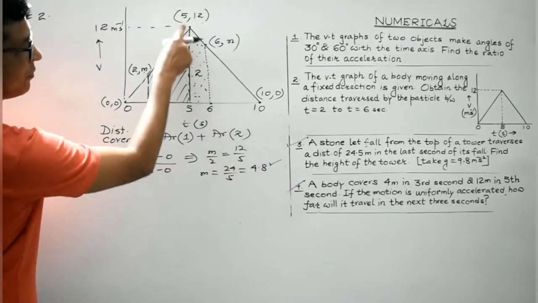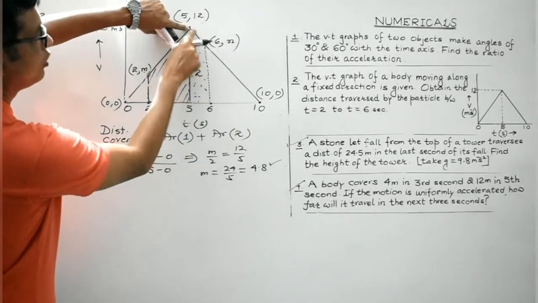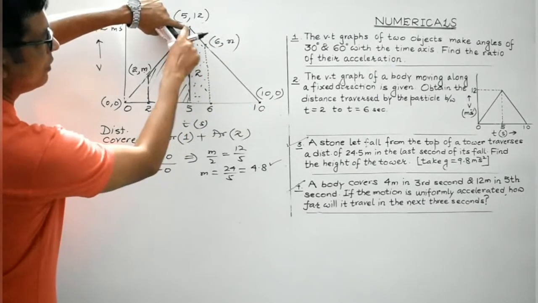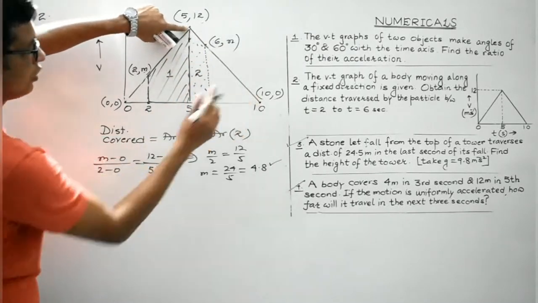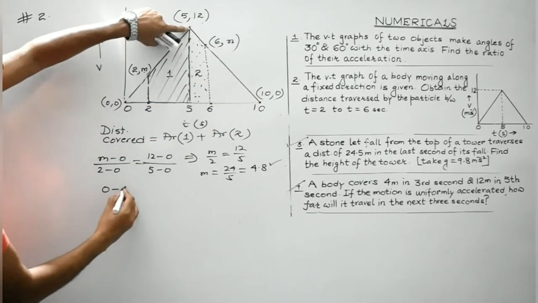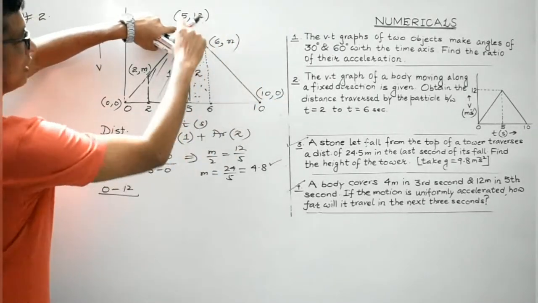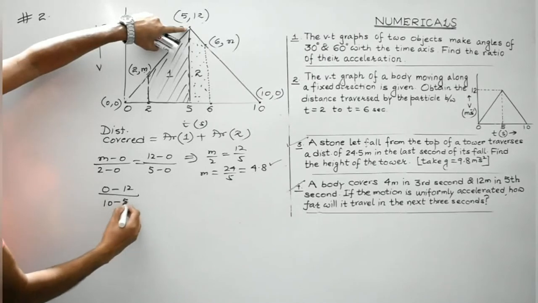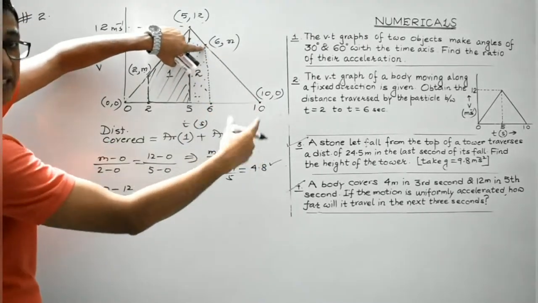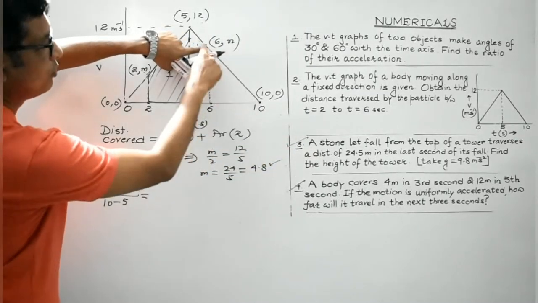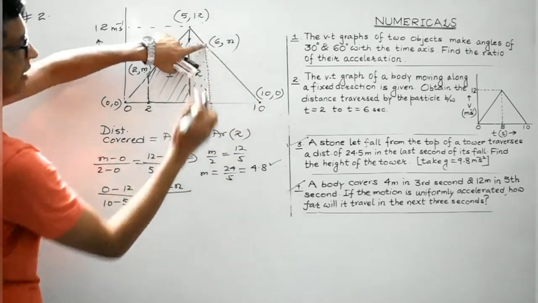Similarly, consider this line. Again, the slope would be same. So what to do is, we can consider the slope between these 2 points and these 2 points. Or between these 2 points and these 2 points. It's your wish. So, between these 2 points, what will be the slope? It will be 0 minus 12. This is x1, y1, this is x2, y2. So, y2 minus y1 divided by x2 minus x1. So, 10 minus 5. It will be equal to same slope. Slope of a straight line is constant. So, we can consider these 2 points as well. So, 0 minus n divided by 10 minus 6.